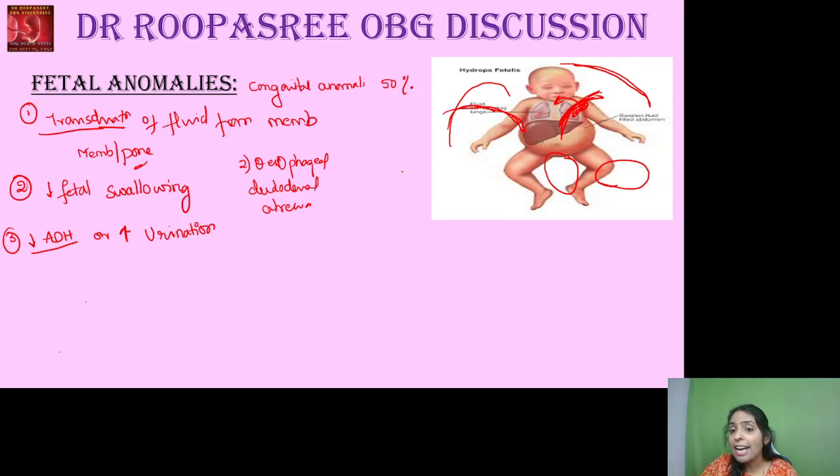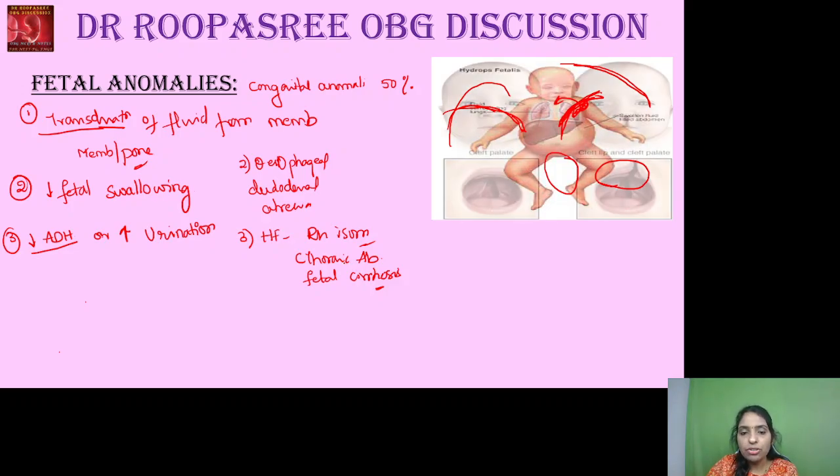Third one is hydrops fetalis. This is seen in RH isoimmunization. Here there are cardiothoracic abnormalities and fetal cirrhosis. So these conditions lead to excess amount of fluid accumulation in the uterus.